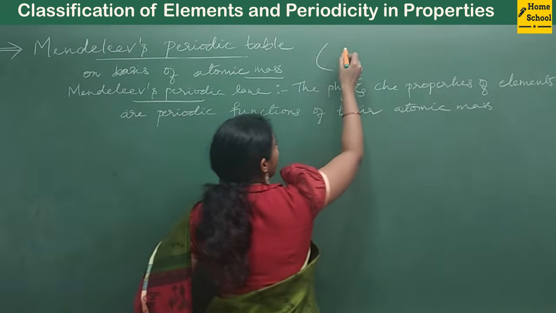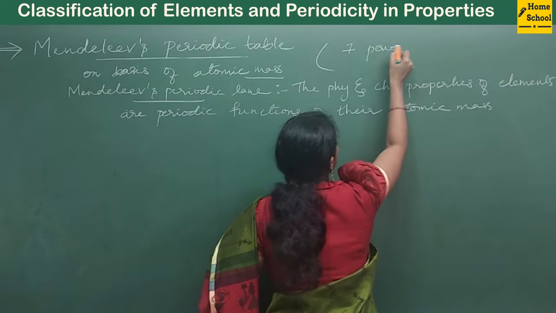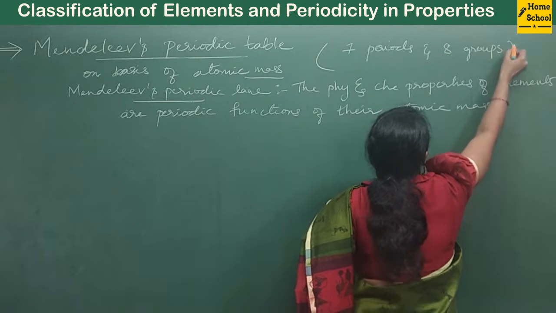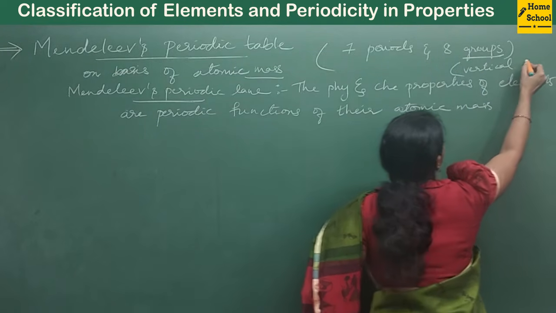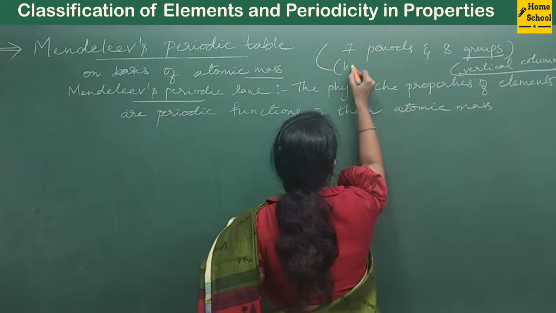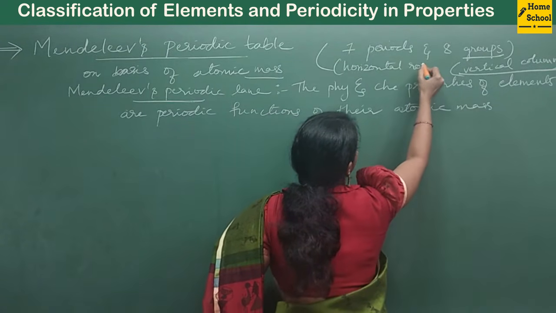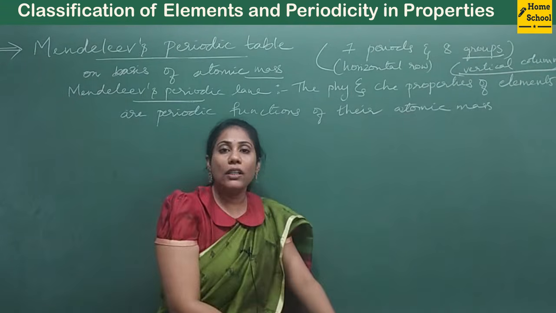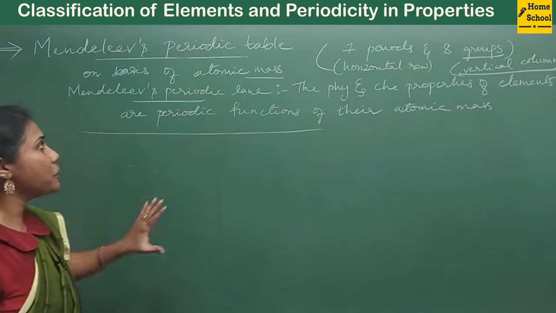So he arranged his periodic table in 7 periods and 8 groups. So you must understand what we mean by group here. A group is nothing but a vertical column. A vertical column is called a group, a horizontal row is called a period. Horizontal rows are periods, vertical columns are groups. So let us quickly, roughly draw Mendeleev's periodic table.